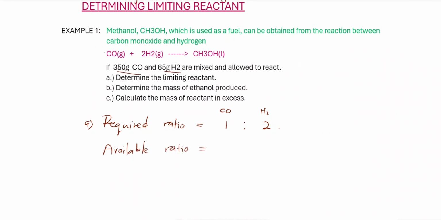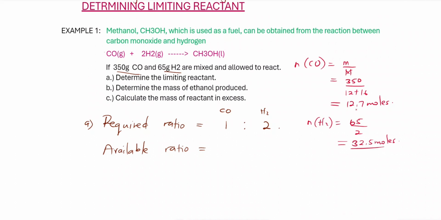Let us start with the number of moles of carbon monoxide. This is going to be mass over molar mass, and the mass is given to be 350 grams divided by the molar mass of carbon monoxide. Carbon is 12 plus oxygen 16. This is going to give us 12,7 moles. Then let's determine the number of moles of hydrogen. It's mass over molar mass again. Our mass, which is 65 grams, over the molar mass of hydrogen, which is 2. We get 32,5. So these are the available moles.